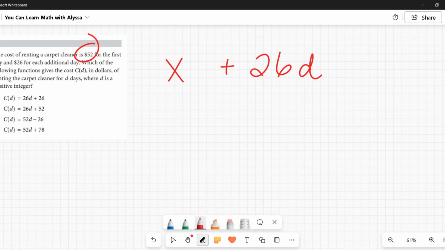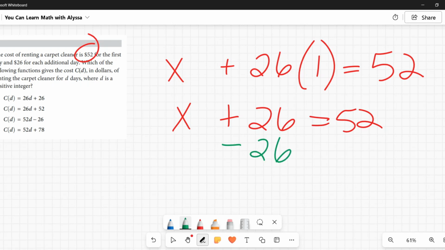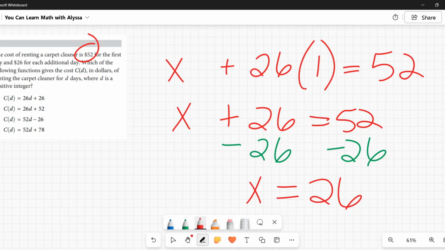Well, I know the first day it's going to cost me $52, and I know that D is 1 day. I rented it for 1 day. Now I have a very straightforward equation that I can solve very easily. So X plus 26 times 1 is 26 equals 52. Then I want to undo what's been done to X by subtracting 26 from both sides. I get X on the left and 52 minus 26, or 26, on the right. So it should be 26 plus 26 times D, and that will equal what I have to pay.